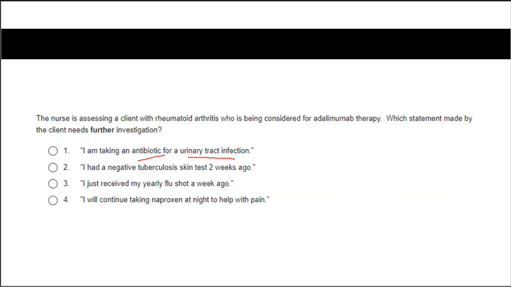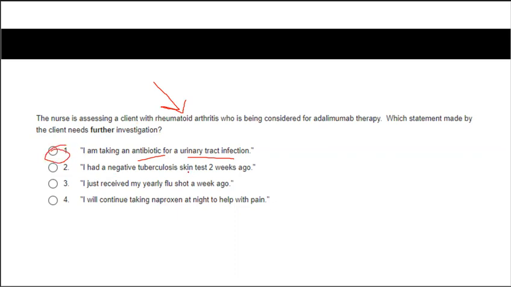You want to remember that Adalimumab, your Infliximab, your Etanercept, these are tumor necrosis factor inhibitors, and they suppress the inflammatory response in autoimmune diseases like our rheumatoid arthritis. So due to that immunosuppressive action of TNF inhibitors, clients taking these drugs are at increased risk for infection. So a client with a current or recent or chronic infection should not take a TNF inhibitor. So this would require further investigation.